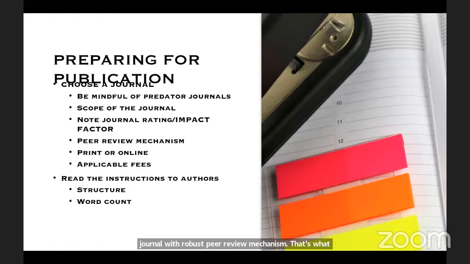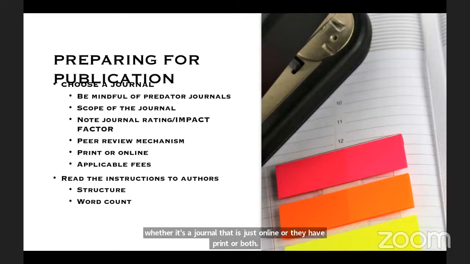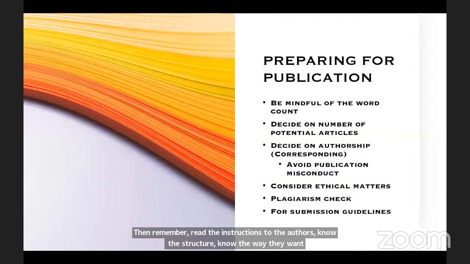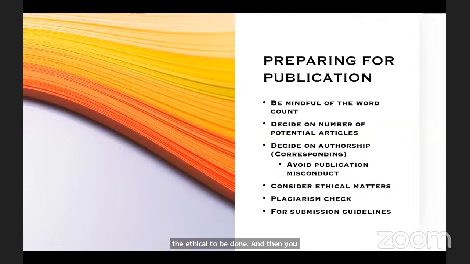Okay. Then you want to know whether it's a journal that is just online or they have print or both, and then the applicable fee. You can't just say you are submitting to a journal. When they say, oh, you have to come and pay $2,000, you now start scampering. From day one, you should know this journal, I can afford it, I cannot afford it. Then remember, read the instructions to the authors, know the structure, know the way they want the article to be done, and then you are within their word counts. Be mindful of the word counts.